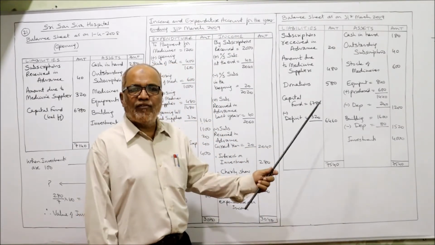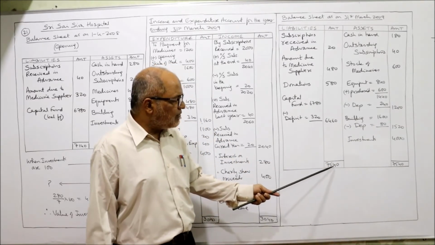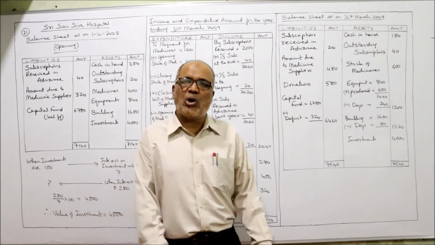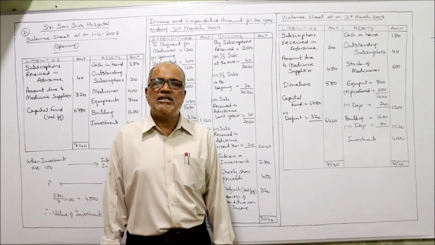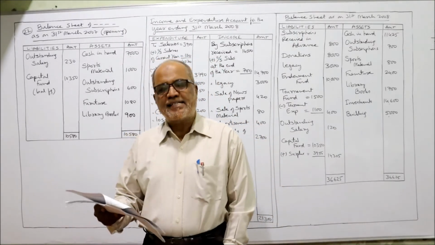That's all. Now if you find the total of liabilities and assets, it is tallied: 7540, 7540. So this is the end of problem number 21. Now we'll start the next problem, the 22nd.